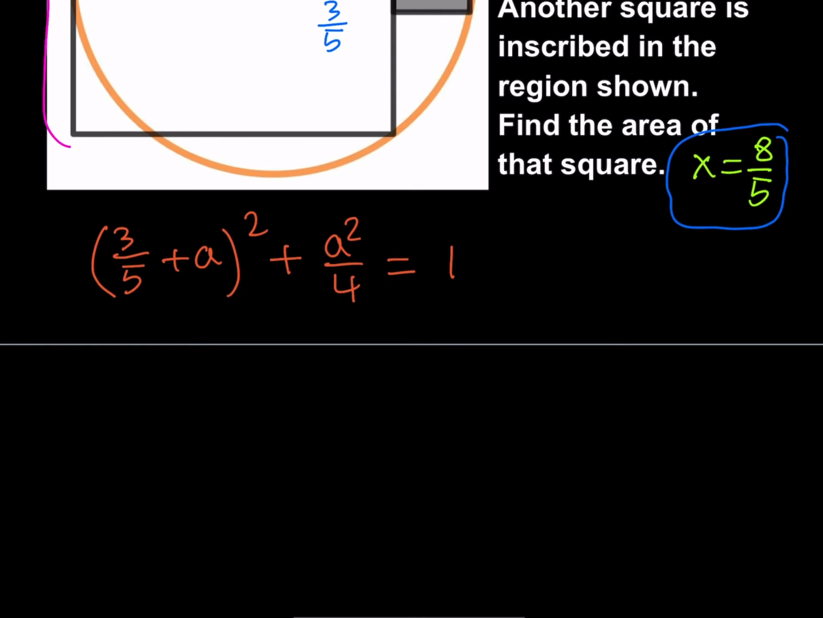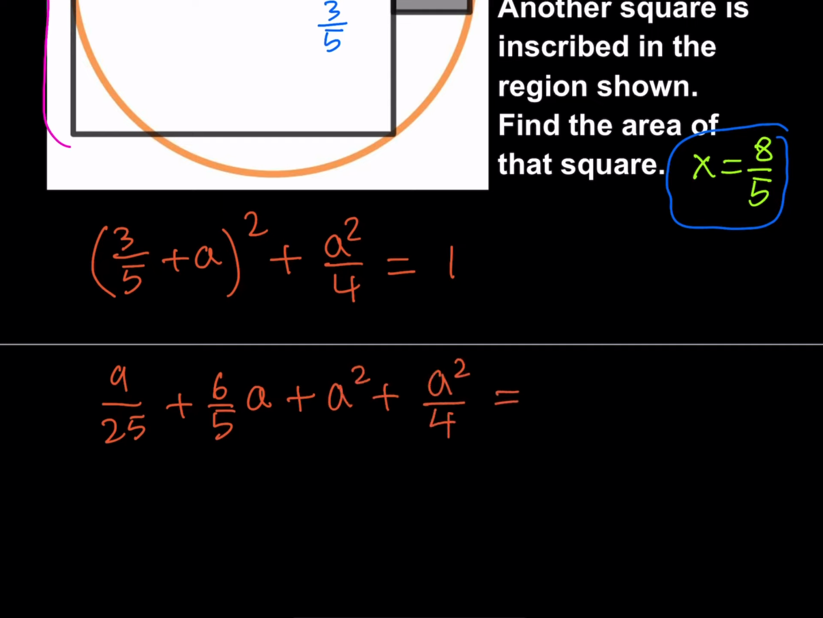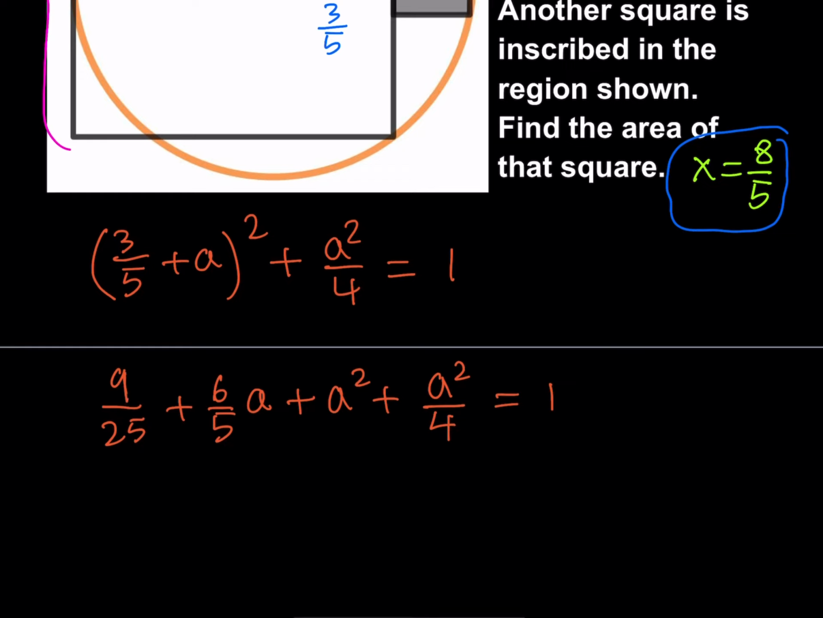Cool. So this is going to be 9 over 25. This is going to be 6 over 5 A, remember the 2AB rule, plus A squared over 4 is equal to 1. Now notice that my denominators are 4, 5, and 25. So if I multiply both sides, maybe, you know what, I'm going to do the following. I'm going to add these first. Guess what? These are easy to add, these two things. And then I'll keep this guy like that. Okay, and then subtract the 9 over 25 from the 1, which is 25 over 25. That's going to leave me with 16 over 25.